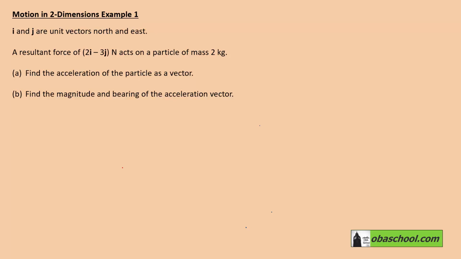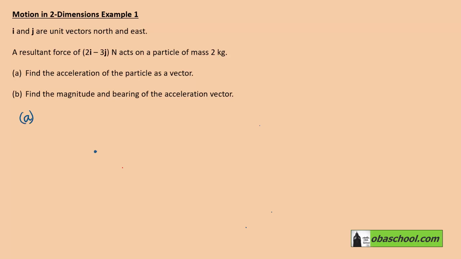i and j are unit vectors north and east. A resultant force of 2i minus 3j newtons acts on a particle of mass 2 kilograms. We want to find the acceleration of the particle as a vector and find the magnitude and bearing of the acceleration vector.